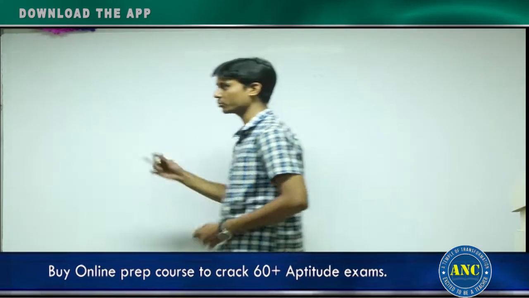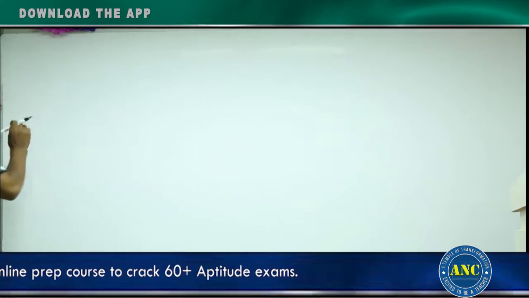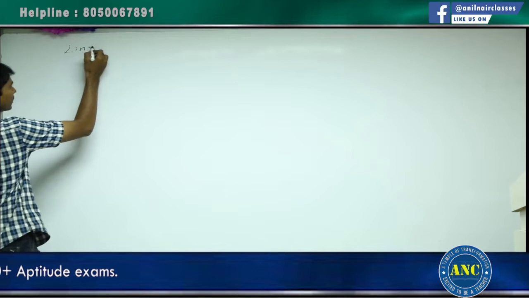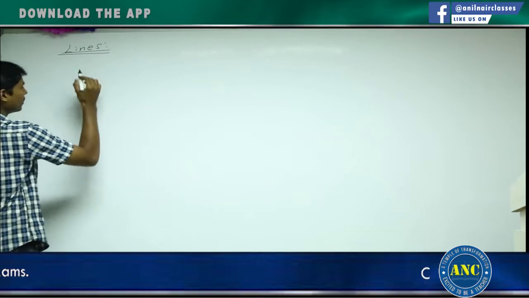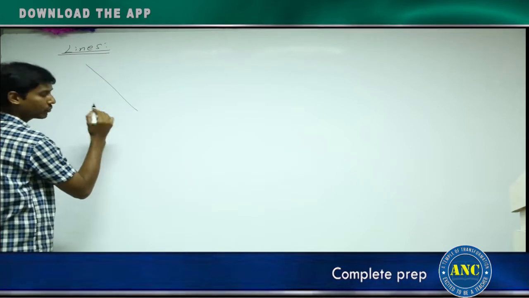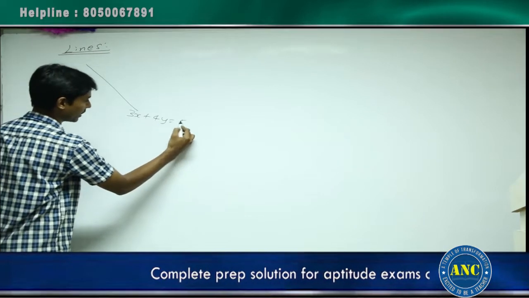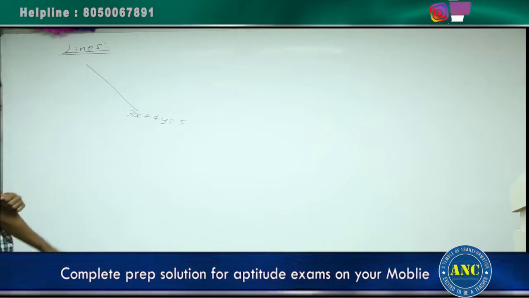Before solving the 20th question, let us understand the basic concept behind straight lines. Listen to this carefully. Suppose the equation of this line is 3x plus 4y equal to 5.